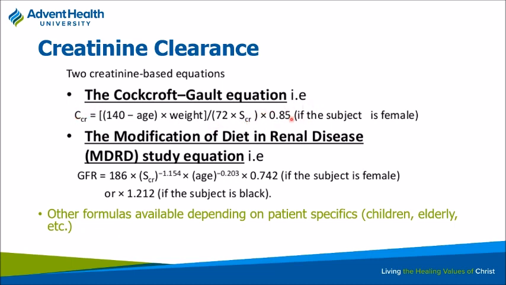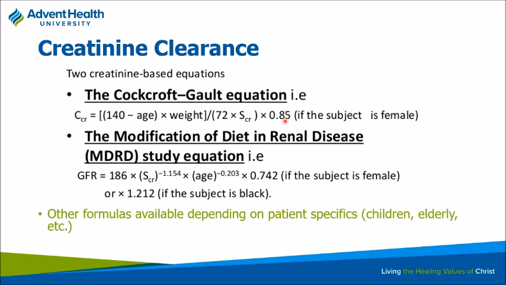And then finally, for this one in particular, you multiply by 0.85 if it's a female. Why do you think that is? Less muscle mass, usually on a pound per pound basis in general, right? So again, usually females tend to have a little bit more adipose tissue in general.